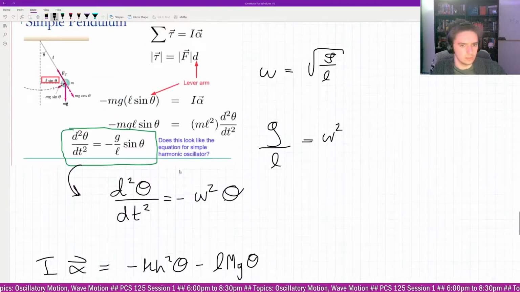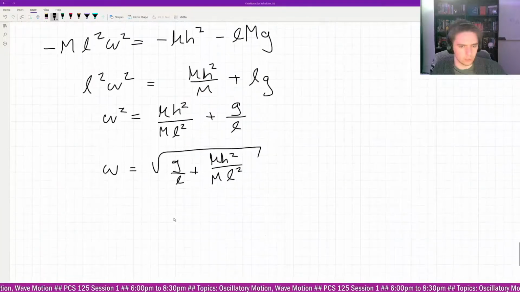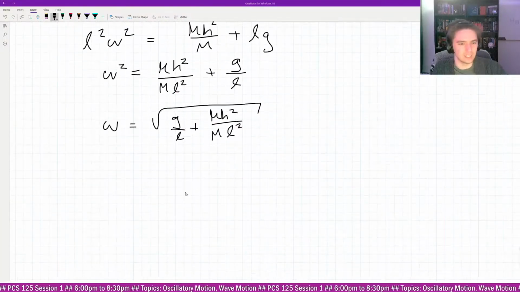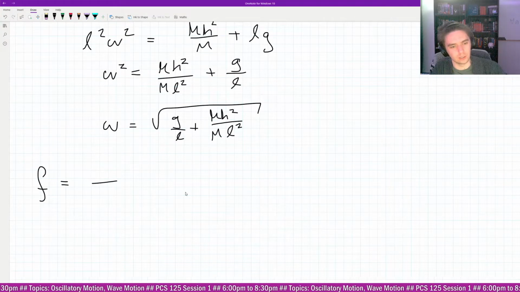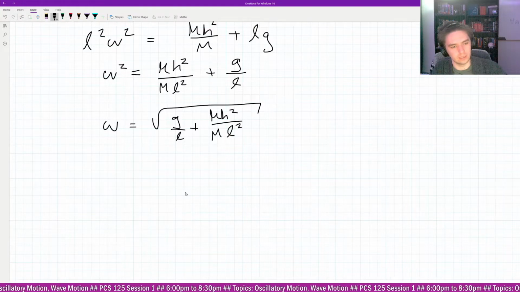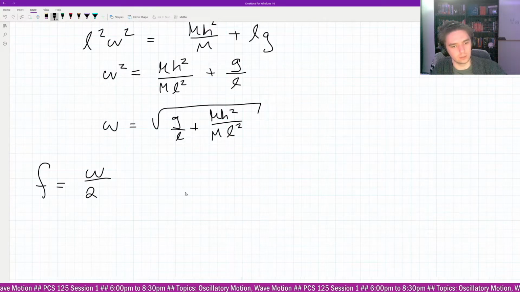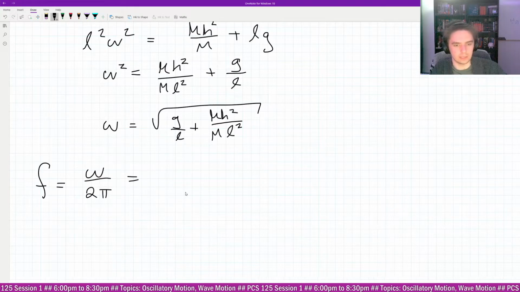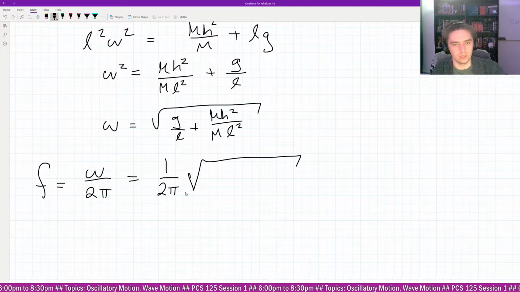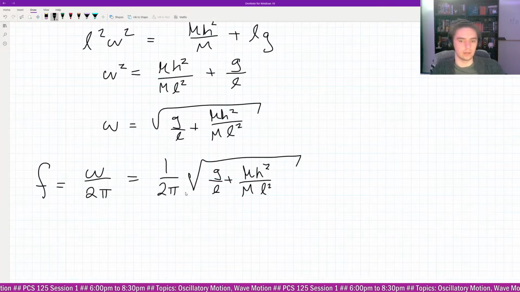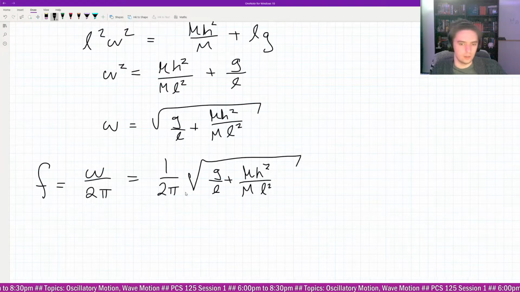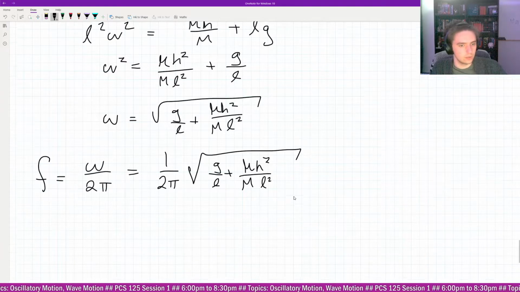Yep. We're good. Wait, why did they get 1 over 2 pi in the front, though? Oh, this is because we're solving this for omega. This is omega, and then frequency is omega over 2 pi. So then, yeah, okay, that makes sense. So 1 over 2 pi times the square root of g over L plus kh squared over mL squared. And there we go. Yeah, okay, that makes sense. So there's our answer. That's frequency.